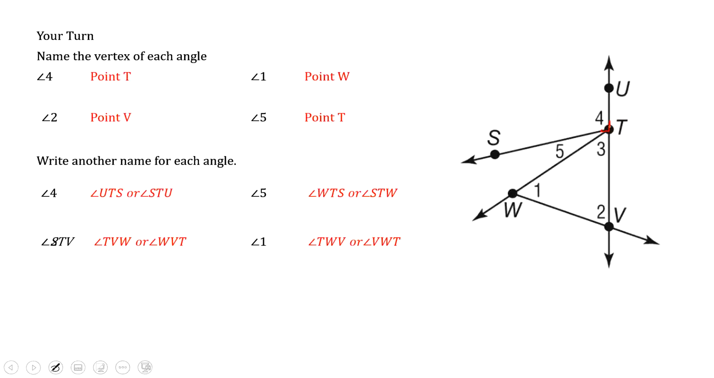But we'd never be able to, in this diagram, call it angle T because there are 3 angles there. We'd have to either name them by the numbers or by the letters, which you should have done on the next example. We have angle 4, we could call UTS or STU. The order of the letters doesn't matter. It's still the same angle. We can name it 2 different ways. Same thing with angle 5. We have WTF and then STW.